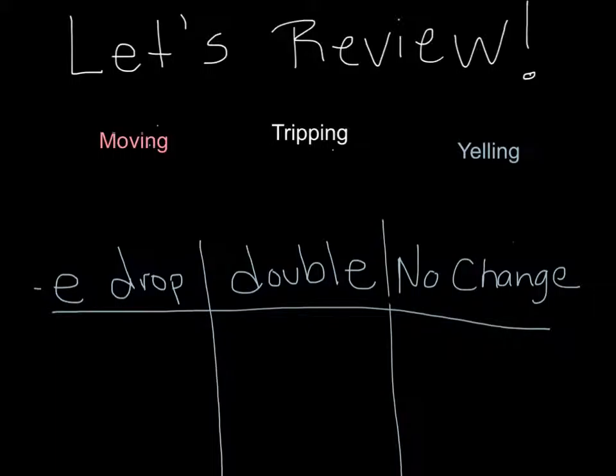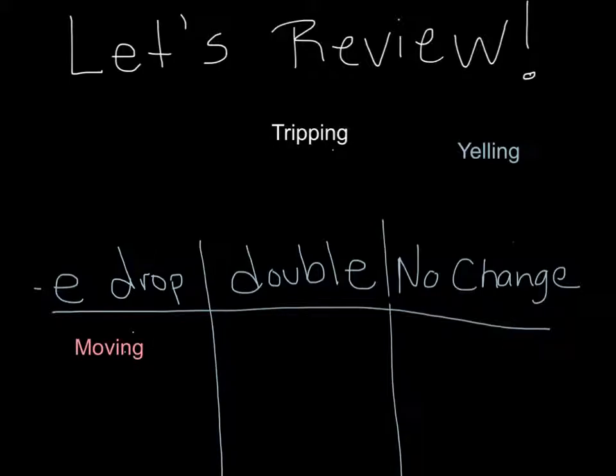Let's review the rule for adding ing. We have 3 words: moving, tripping, and yelling. Can you remember where to sort these words? First, think about moving. Think about the base word of moving. Did it double anything? Did it drop an E? Or did it have no change? That's right, it dropped an E before it added ing.